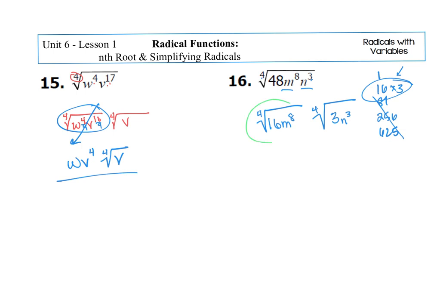And then we 4th root this. The 4th root of 16 is 2. And then 8 divided by 4 is also 2, so m squared. 2m squared came out, and we leave the 4th root of 3n cubed inside.